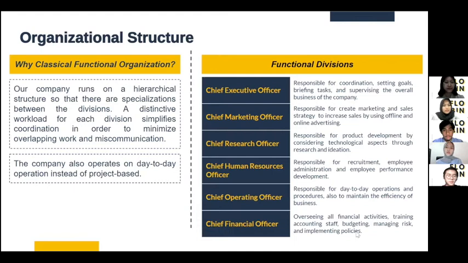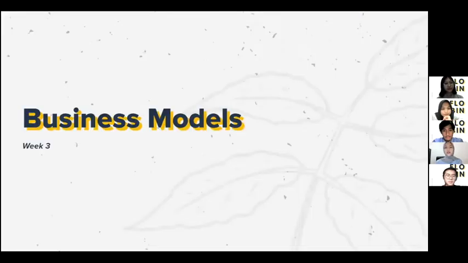So there are 5 functional divisions in our company, and 6 people are on the board of directors, including Chief Executive Officer, Chief Marketing Officer, Chief Research Officer, Chief Human Resources Officer, Chief Operating Officer, and Chief Financial Officer.